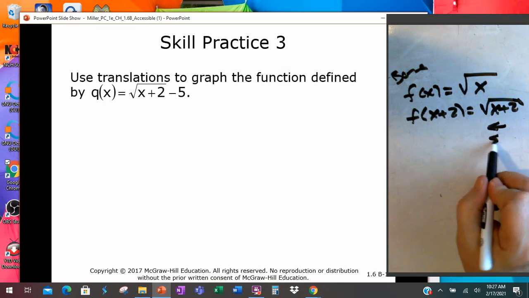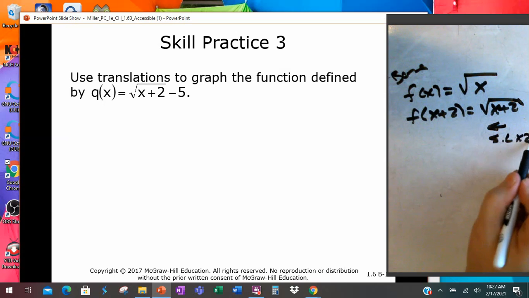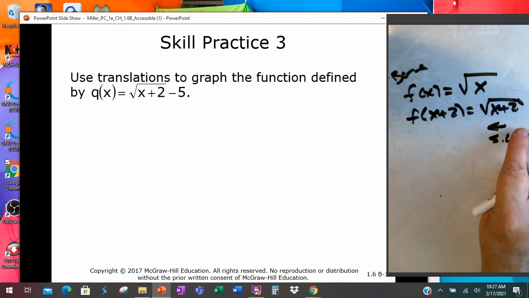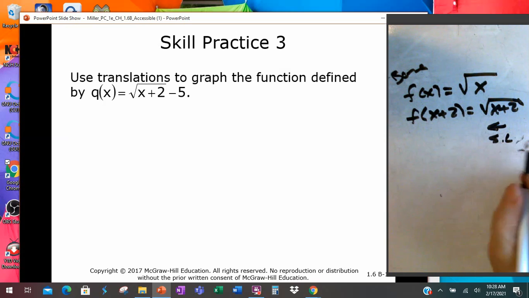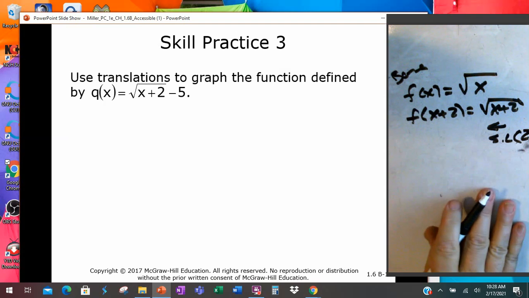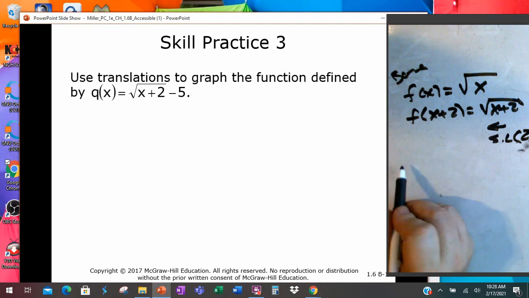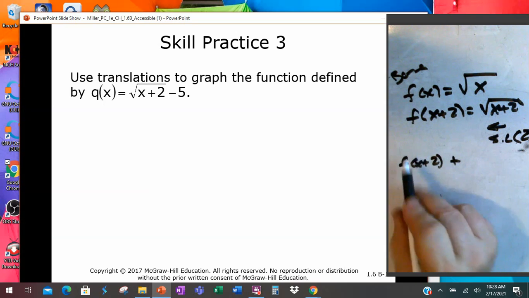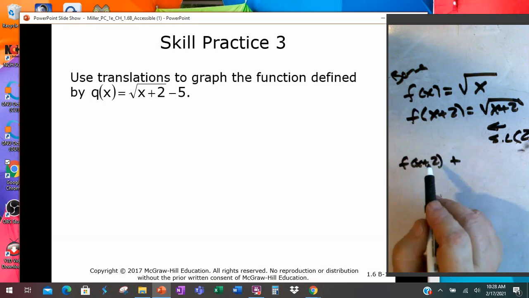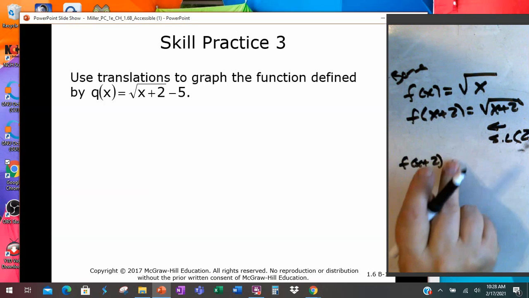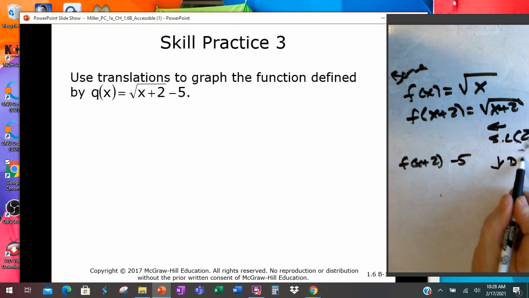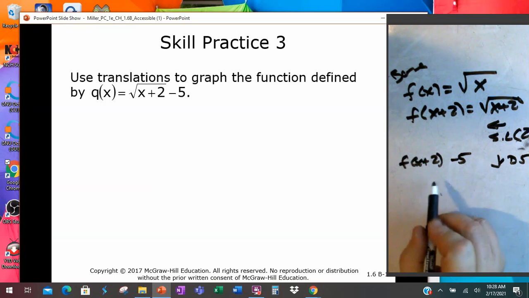This shifts left, shift left by 2. Not times 2, I should just say shift left 2. And then when I do this, I take the basic function, do the shifting of x plus 2, and then do minus 5. So down 5, okay?